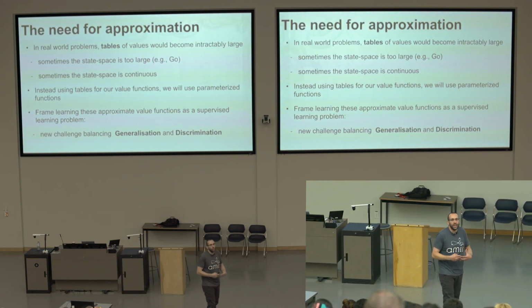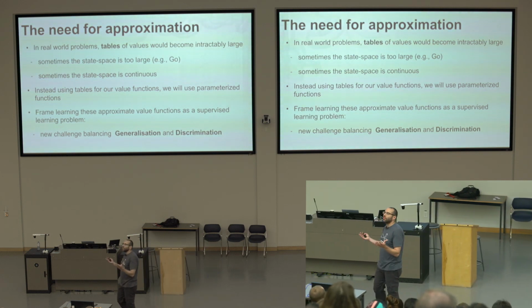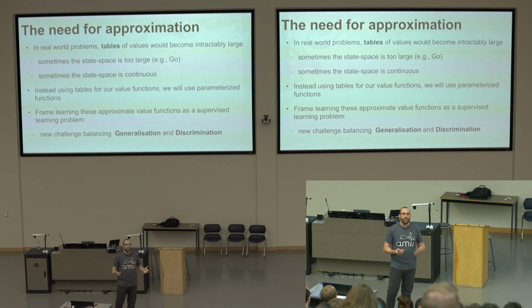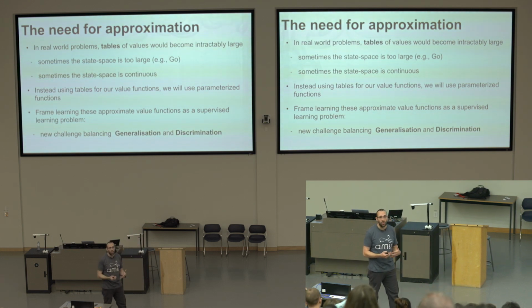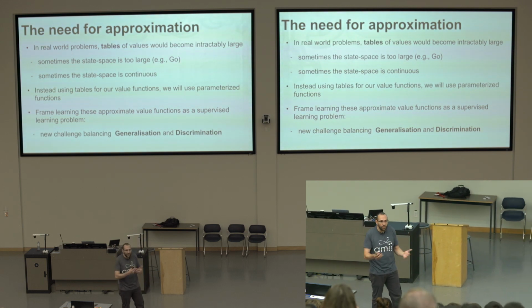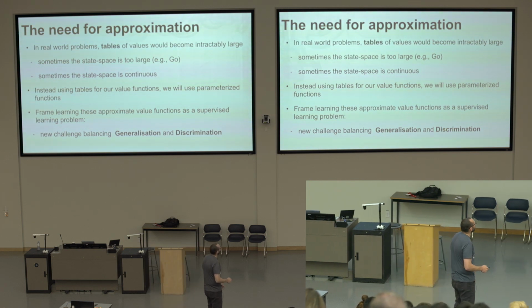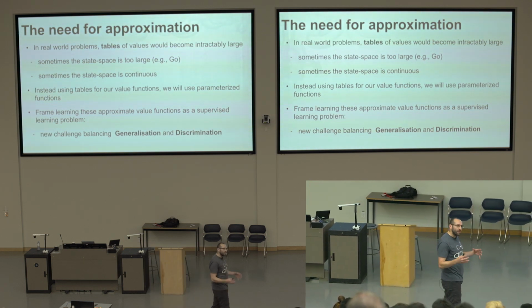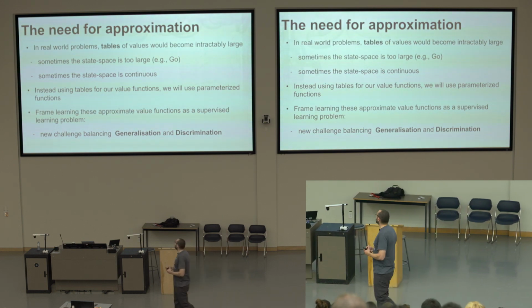Of course, we can't just make a Python array to hold every value in the universe. That's not a scalable approach. Sometimes the state space is way too large, like Go, which I told you is huge. Sometimes the state space is continuous, which means there's an infinite state space. So we can't just store these individual values in tables. We're going to use parameterized functions, and we're going to frame value estimation as a supervised learning problem, which we will solve with gradient descent.